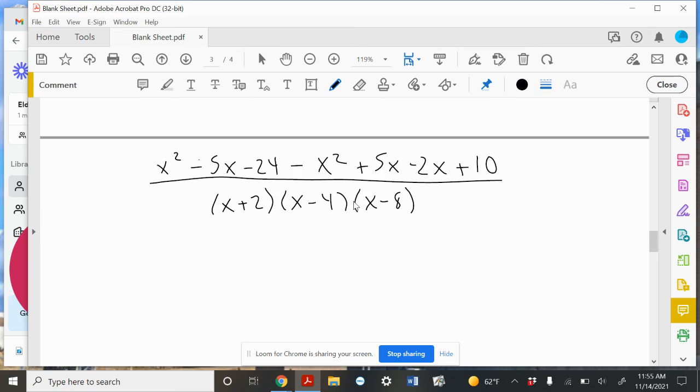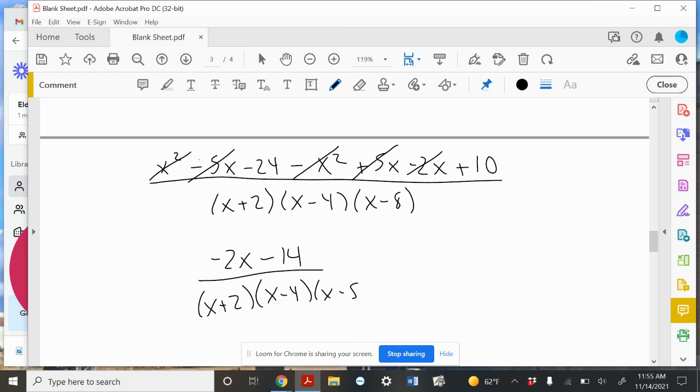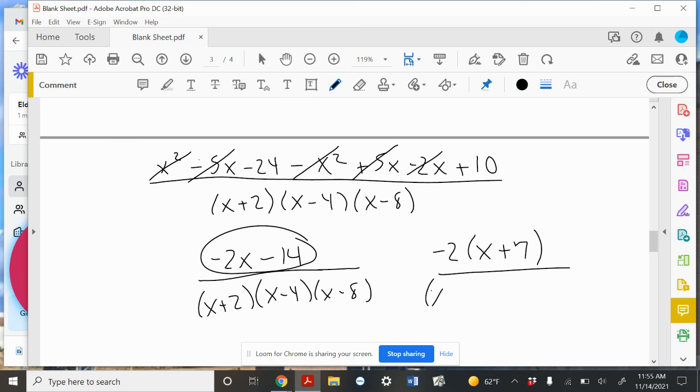And then I can see that the x squareds cancel. I have a negative 5x and a positive 5x. Those cancel, and I have a negative 2x left over, so I'm going to just bring that up front. I have a negative 24 plus 10, that's minus 14, all over x plus 2, x minus 4, x minus 8. I can see that I can factor something out of this, which is a negative 2, so I'm going to take out a negative 2, so I have negative 2 times x plus 7, all over x plus 2, x minus 4, sorry about the dogs, and x minus 8.